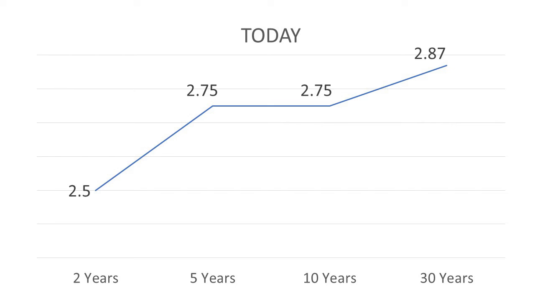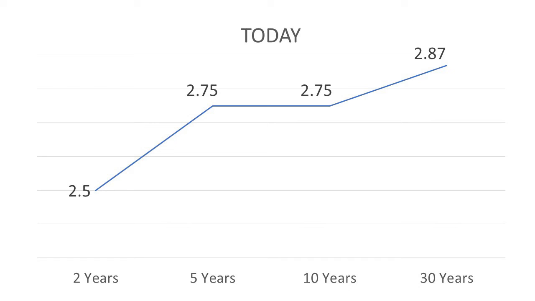Now, where are we today after hearing so much about an inverted yield curve? Well, if you can see this, and I've written something over here, okay? But basically, the 2-year interest rate today is 2.5. The 5-year rate is 2 3/4. The 10-year rate is 2 3/4. And the 30-year Treasury is only 2.87.